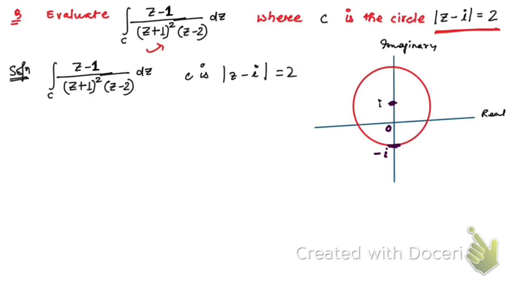Now you see, let's find the poles. Before that, let me write the function f of z. This is the function of the complex variable, f of z, right?